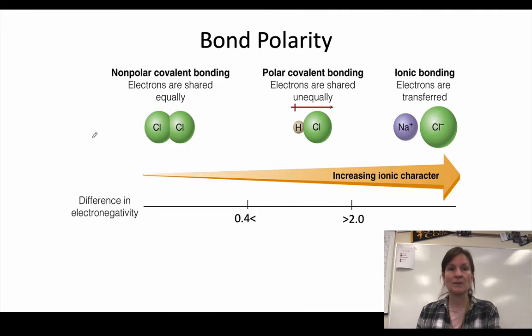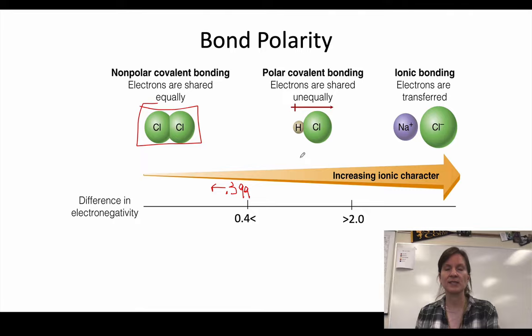Nonpolar covalent bonds are where I'm sharing equally, right? Neither one is winning, which means the difference between them is less than 0.4. Essentially, you're all the way up to 0.399 repeating. If I'm less than 0.4, I am on the nonpolar covalent side. Then if I'm between 0.4 and about 2.0, I would be polar.